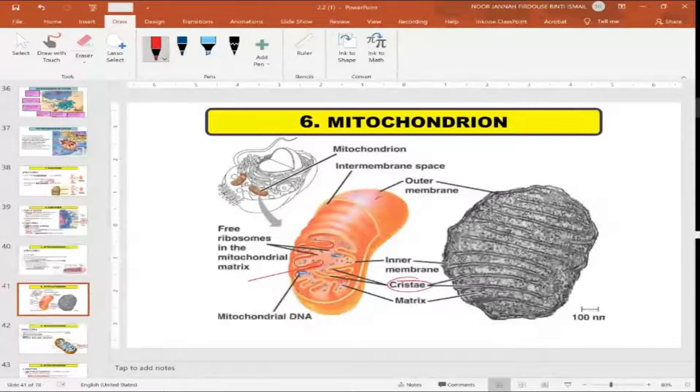Kenapa folded ni? Apa kepentingan folded ni? Siapa tahu? Increase luas permukaan tu. Good. Increase surface area. Jadi lebih banyak site untuk energy production. Awak akan belajar nanti dalam cellular respiration.